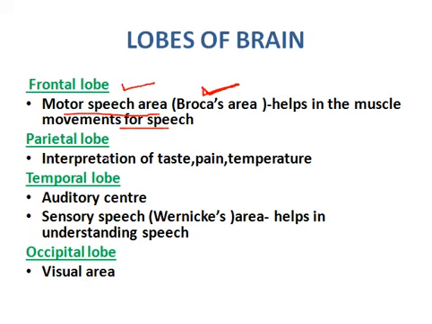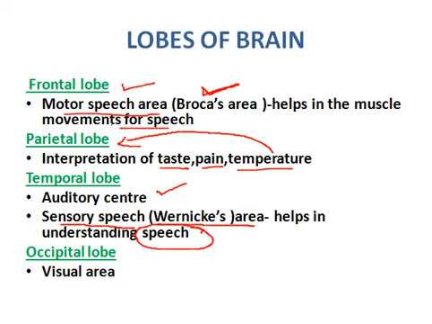Then parietal lobe will help for the interpretation of taste, pain, temperature. Okay, for temperature interpretation, parietal lobe. Then temporal lobe, very important, the auditory center. Then the other important thing is sensory speech. Sensory speech is otherwise called Wernicke's area, means to understand a speech. Before, I told motor speech means to speak. Here, to understand a speech or a language, if somebody is speaking something, to understand that, this temporal lobe area will help. This is otherwise called Wernicke's area.